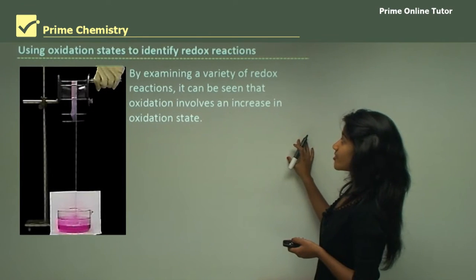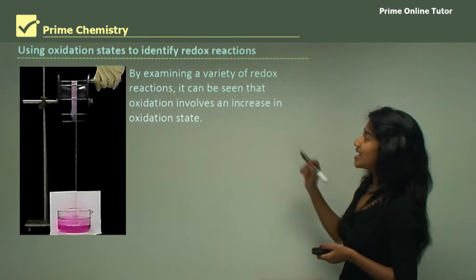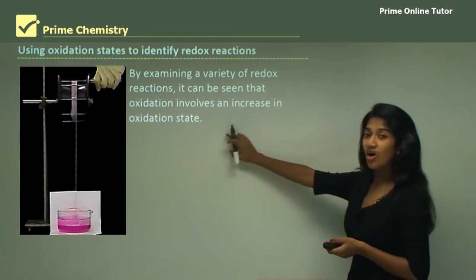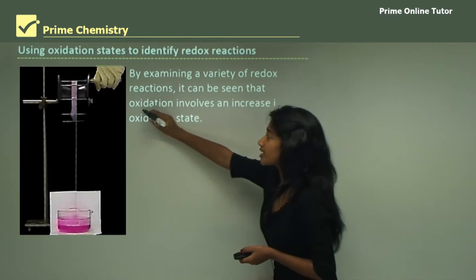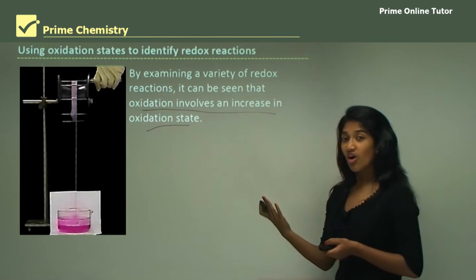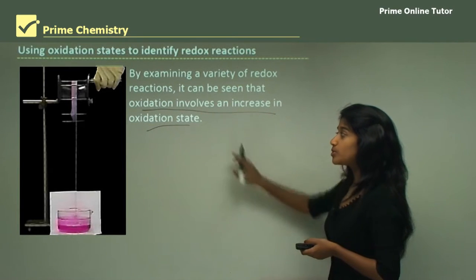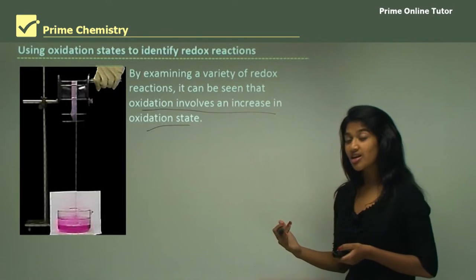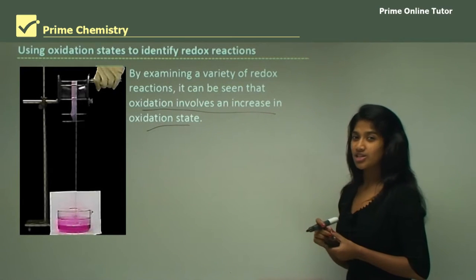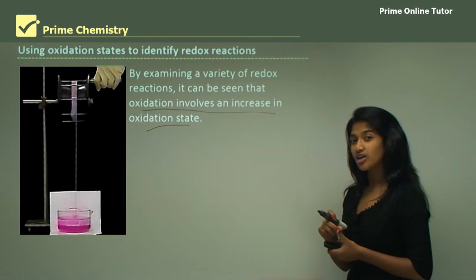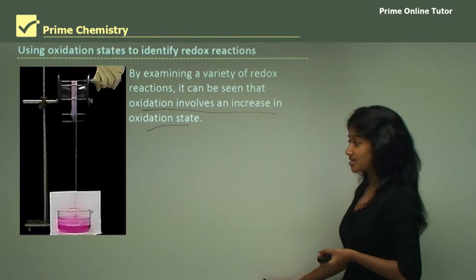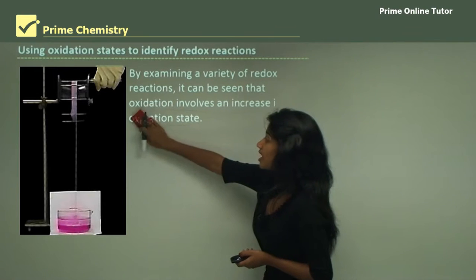By examining a variety of redox reactions, it can be seen that oxidation involves an increase in oxidation state. Now we'll be looking at why oxidation involves an increase in oxidation state, and we'll be examining redox reactions to monitor this. Do you remember that redox reactions, which we covered earlier, are reduction and oxidation reactions put together, happening simultaneously? So let's look at this.